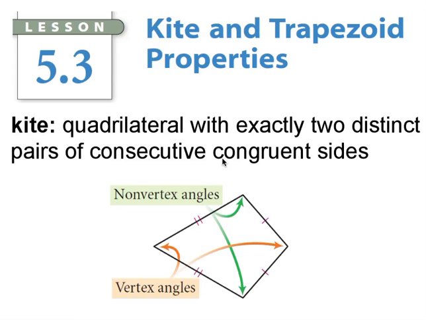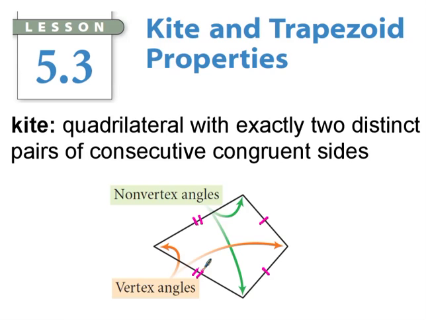Properties of each. Okay, so first of all, a kite is defined as a quadrilateral with exactly two distinct pairs of consecutive congruent sides. So the best way to think of a kite is think back to your elementary days. And what did a kite look like back then? The old-fashioned kites looked like this. And what do you know about them? They have two sides that are the same. And then you have two other sides here that are the same.